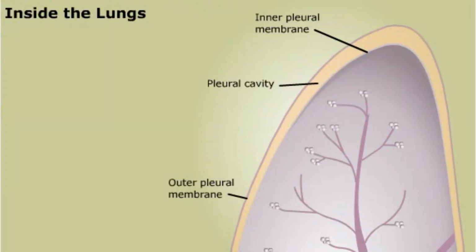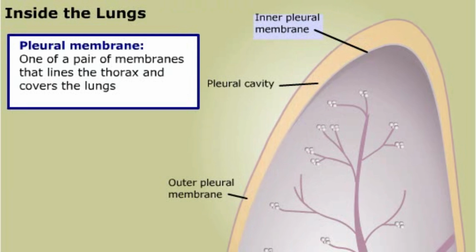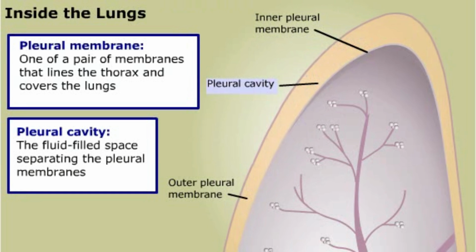The lungs are porous and spongy in texture and contain large numbers of elastic fibers. Each lung is covered by a thin membrane of smooth epithelium. A second membrane lines the chest wall. The space between the 2 pleural membranes is the pleural cavity, filled with fluid to keep the membranes moist.